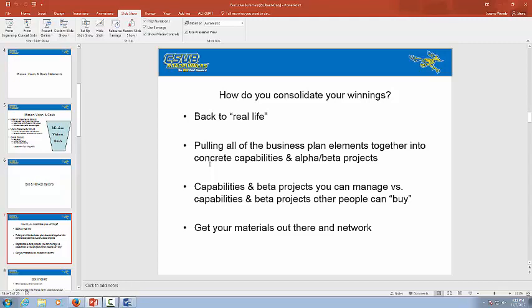Capabilities in beta projects that you can manage versus capabilities in beta projects that other people can buy. I'm going to talk about that in a second. That's the difference between an exit option and a harvest option. And the final thing is you want to get your materials out there and network with people. So having your executive summary out there in circulation with potential investors, potential partners, and potential employees is important to continue building the business.